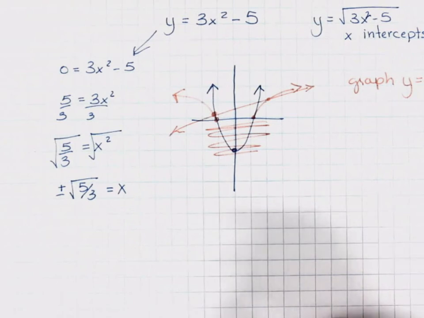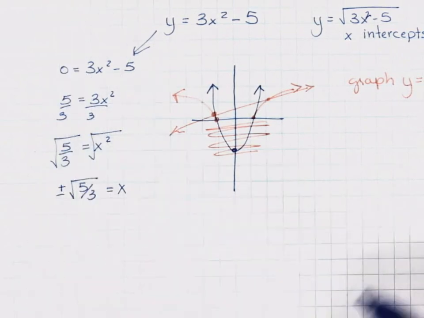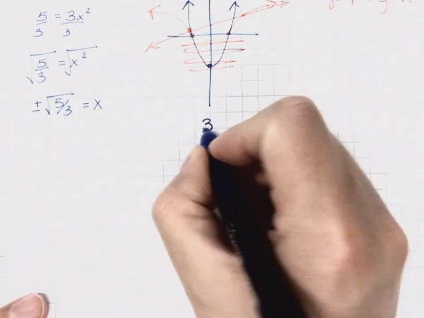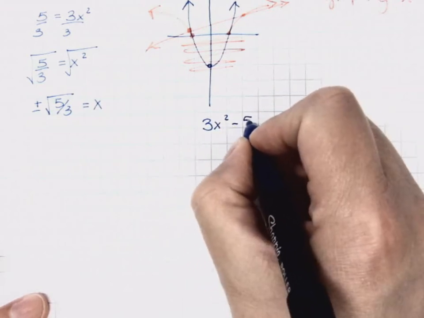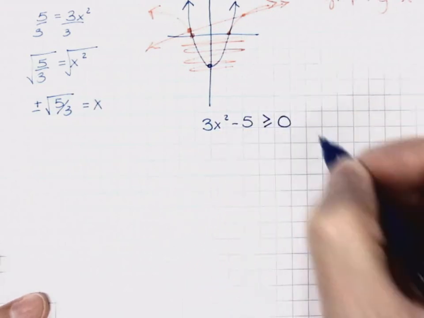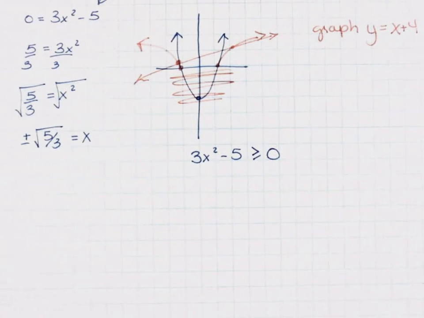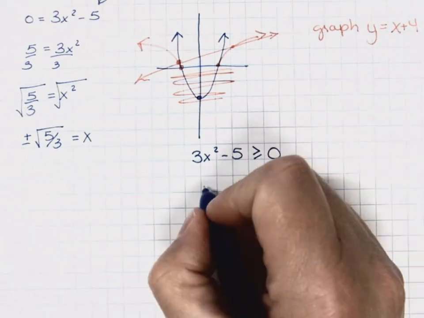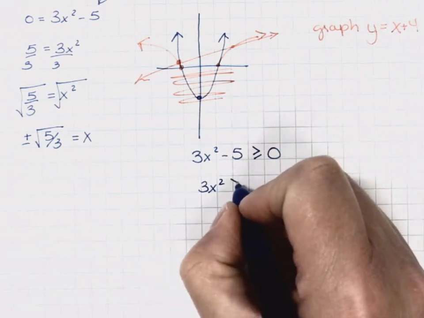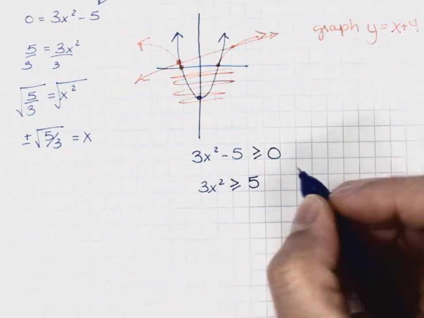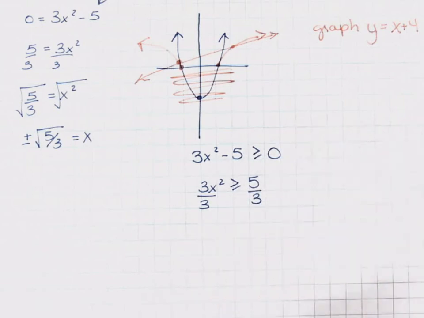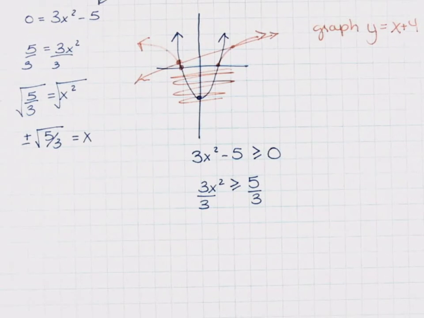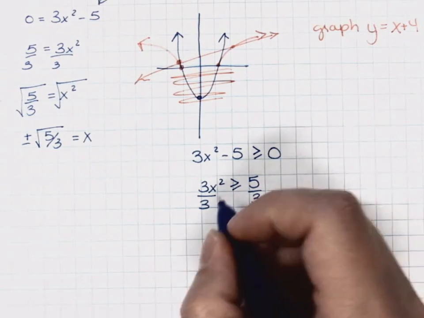You could use the quadratic formula, but what does this need to change to? We need to say that 3x squared minus 5 has to be greater than or equal to 0, right? Because the radicand has to be positive. So we've got 3x squared is greater than or equal to 5. Divide by 3, divide by 3. So here's the thing. We're dividing by a positive, so does my sign flip? No, it does not.